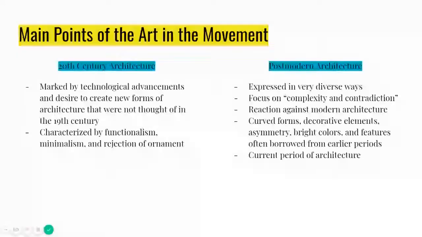So the main point of these two movements is that modern architecture is marked by technological advancements, a desire to create new forms of architecture, and they're characterized by functioning. It's really about the function of the building. It's about the mass of the building, and what I mean by that is how big can you go? How open can your spaces be? How many offices or floors can you fit in one structure?